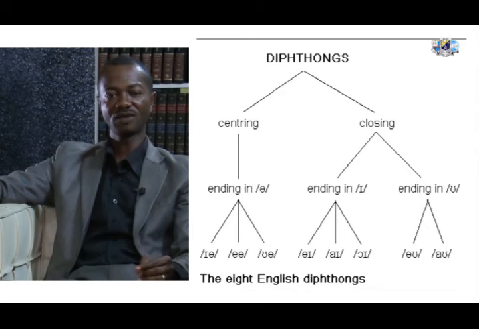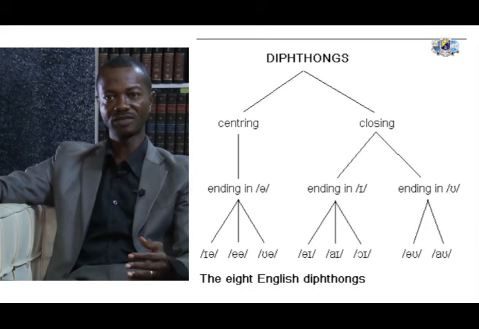And the last of the closing diphthongs, and the last also of the second category of the closing diphthongs that end in U, is the ow. The ow, like you have in now, like you have in south, like you have in row, like you have in found. So that is the categorization of the diphthong sounds.